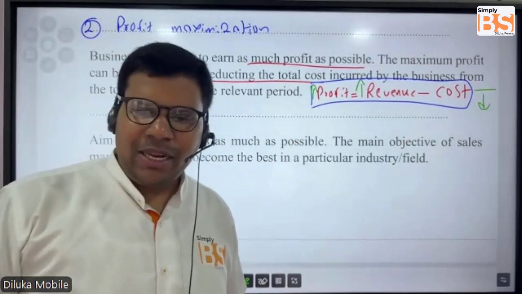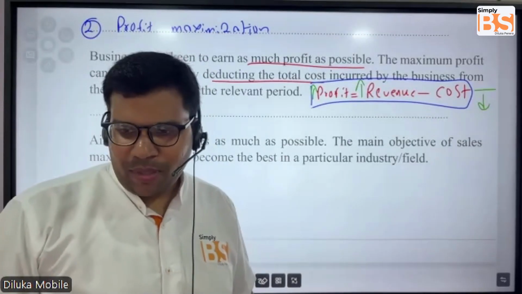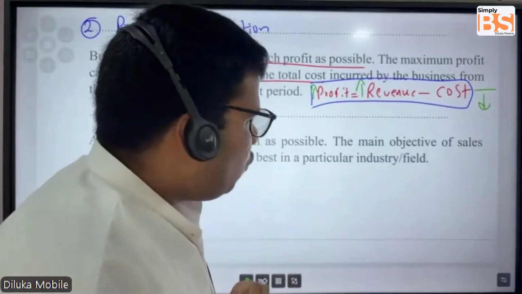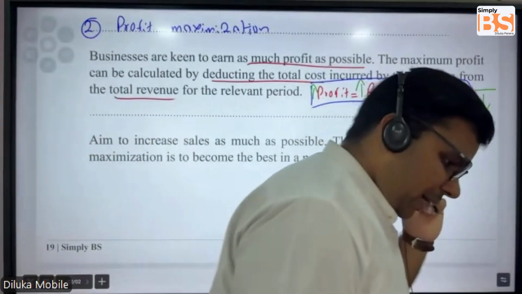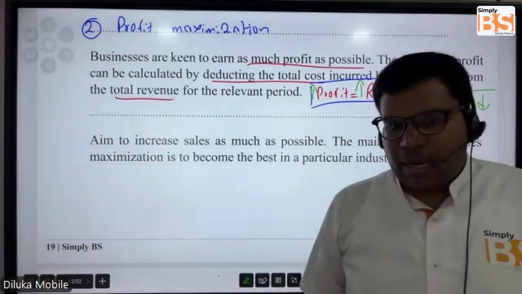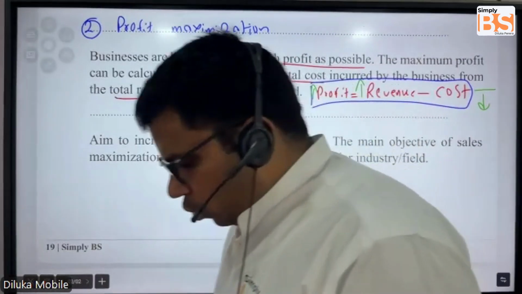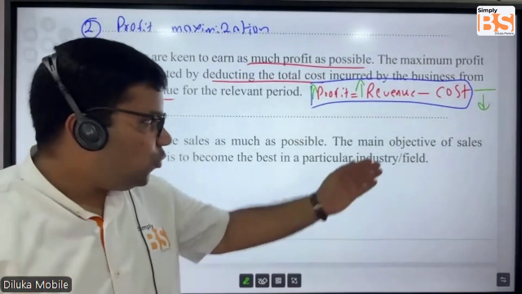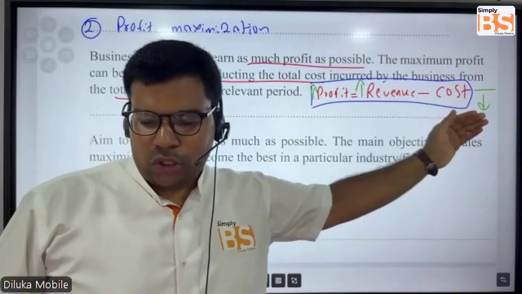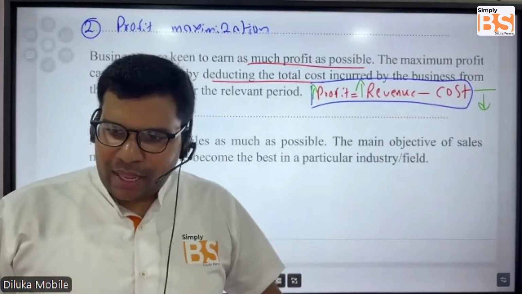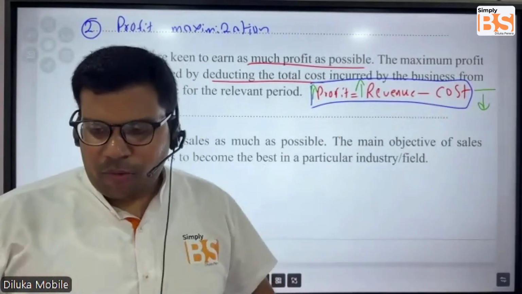Understood? So simple theory. Right now, students, I just want to mention one small thing. A lot of students might be thinking, if you want to increase the profits of your business organization, you've got to keep your cost constant or reduce your cost as much as possible, and increase your revenue.